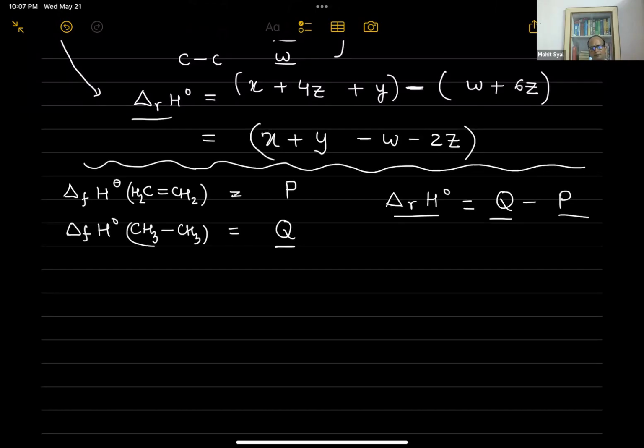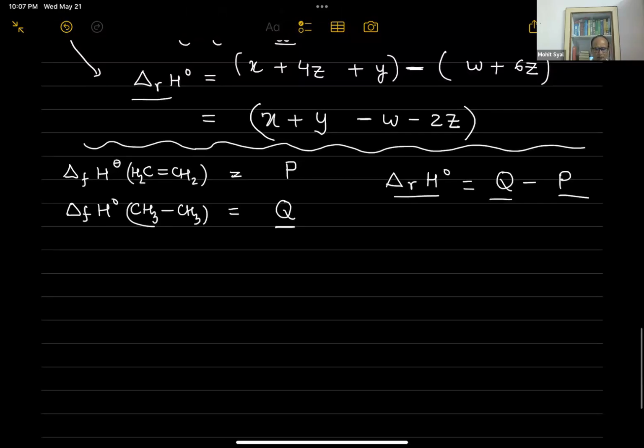Next, let's talk about some more types of enthalpies. Lattice enthalpy. This is used for ionic compounds.